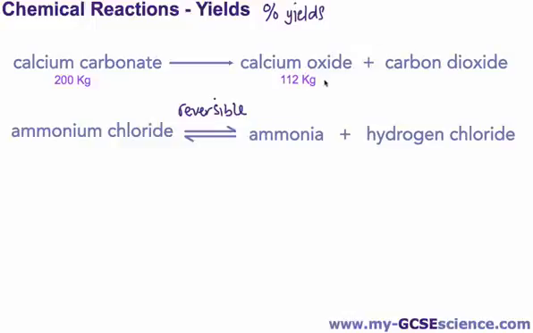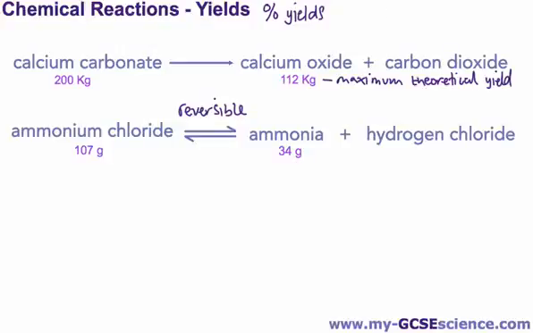Now, this is what we call the theoretical yield. In other words, this is what we would expect as a maximum if everything went perfectly. For this reaction down here, we could say that maybe we start off with 107 grams of ammonium chloride, and we end up with our useful substance, which is, well, both of these can be useful, but ammonia, we end up with, say, about 34 grams. And again, that's the maximum theoretical yield, the maximum we would expect under perfect conditions.